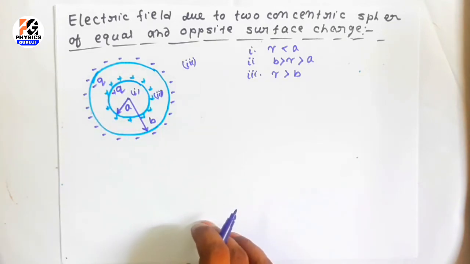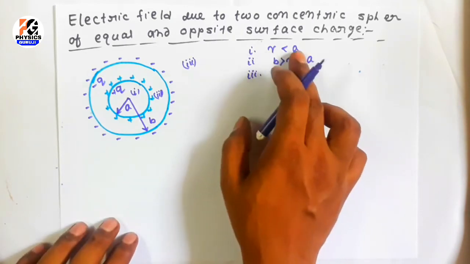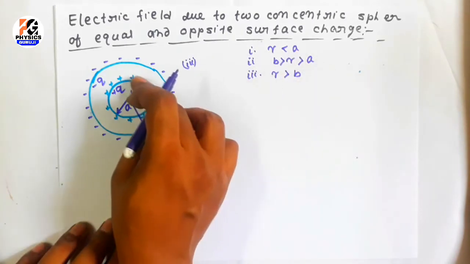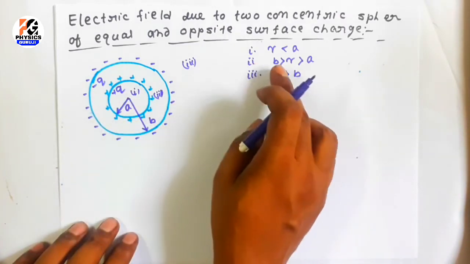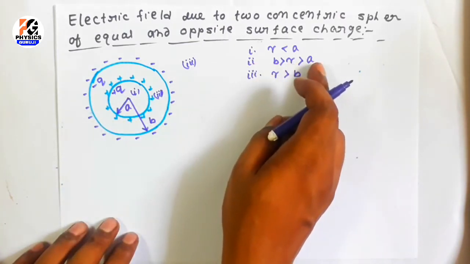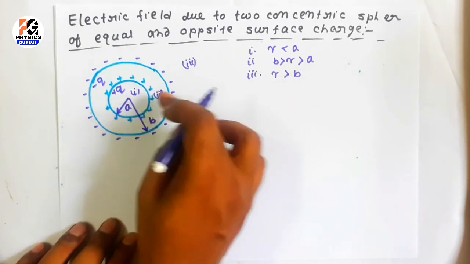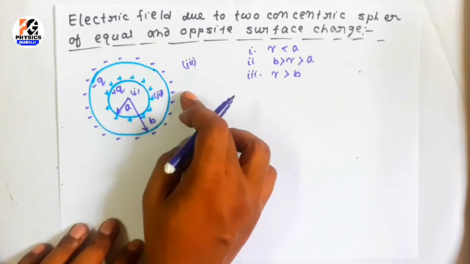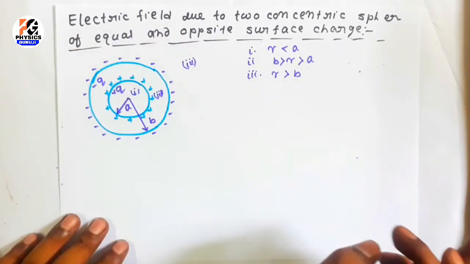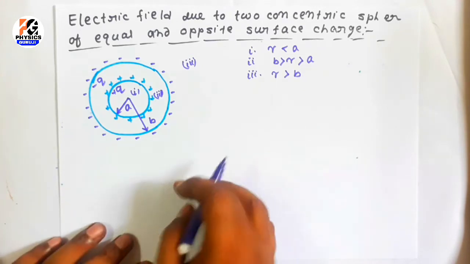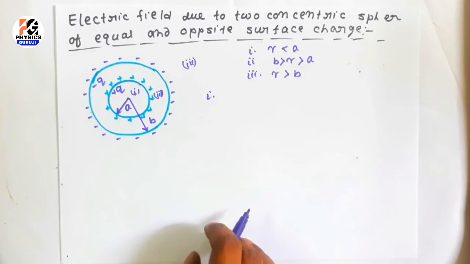We have to calculate here the electric field in three regions. First, r less than a, that is inside the inner sphere. The second is b greater than r greater than a, that is in between the two surfaces. And third is r greater than b, that is outside the whole system. Now let us calculate the electric field, first for the first case.